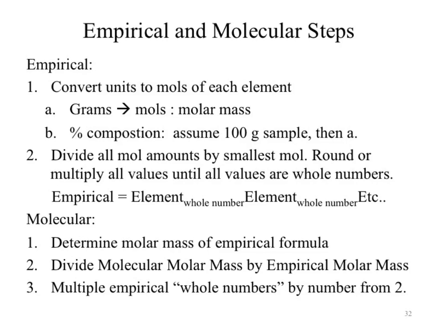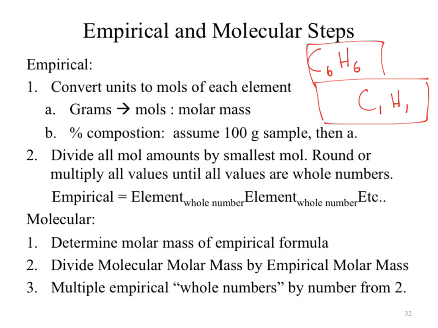Our empirical and our molecular formulas. To get the empirical formula, what we are trying to do, if we think back to benzene, is look at the relationship between C6H6 and C1H1. What did the numbers mean? After the 6's and the 1's, what did those mean?